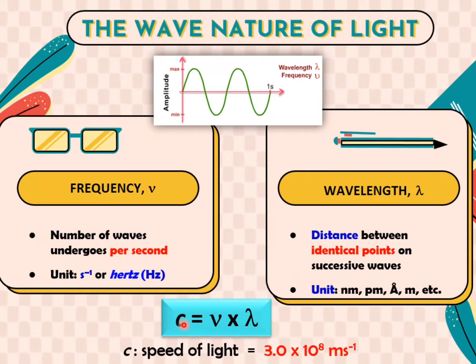Okay, actually c refers to the speed of light. So the value of c is a constant, 3.0 times 10 to the power of 8 meter per second. So the value of c does not need to be memorized. Later I will show you where you can get the list of constant values.